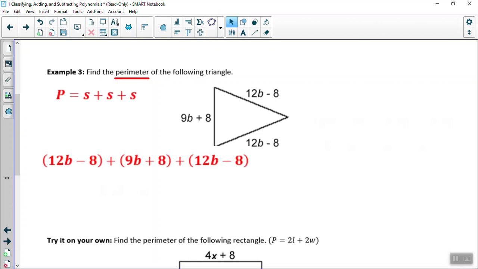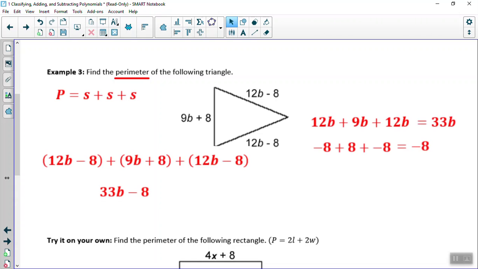So let's start with our b's. Okay? So in this case, our highest degree is 1. So all of our terms with a b in it are all linear. So we can add those together. I've got a 12b, a 9b, and a 12b. When I add those all together, that gives me 33b. All right, now we can look at our constant terms. The -8, the +8, and the -8. We'll add those all together, and we get -8. Now we can take those 2 terms and write it together as one polynomial, one expression, 33b minus 8.